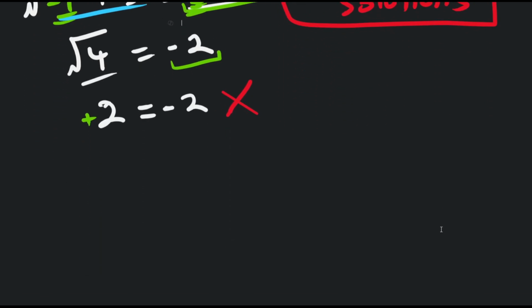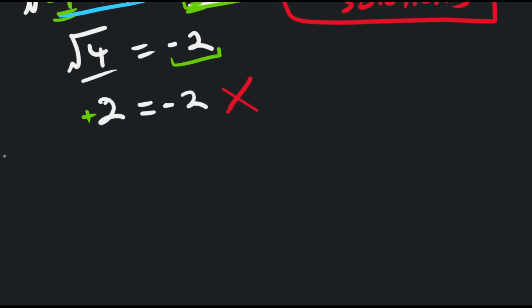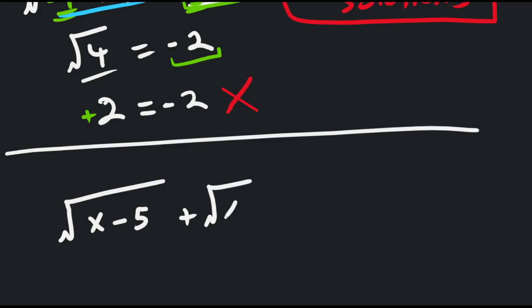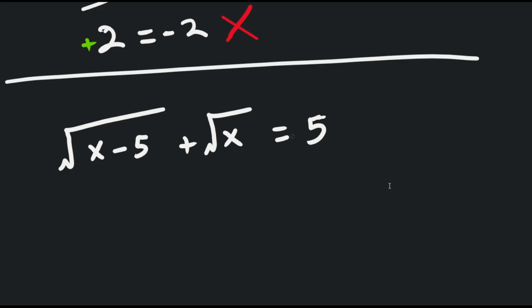So let's go through a slightly more complicated example together of a radical equation. Let's say we had the square root of x minus 5 plus the square root of x equals 5. Okay, so this one's a little more complicated to solve. We could try to raise both sides to the power of 2, and in fact, let's go ahead and do that.